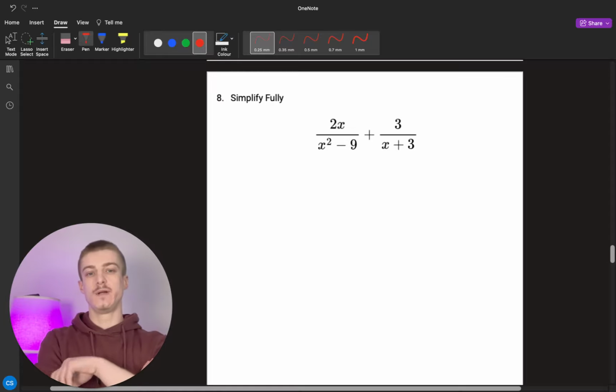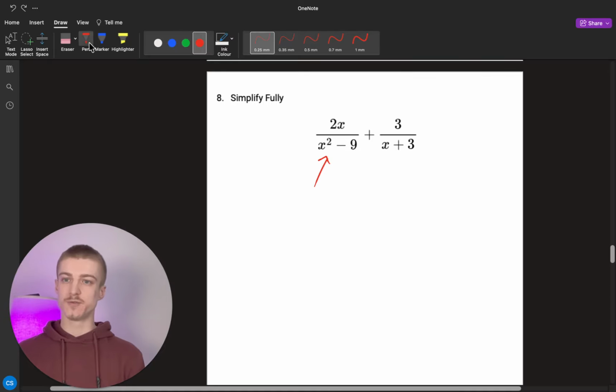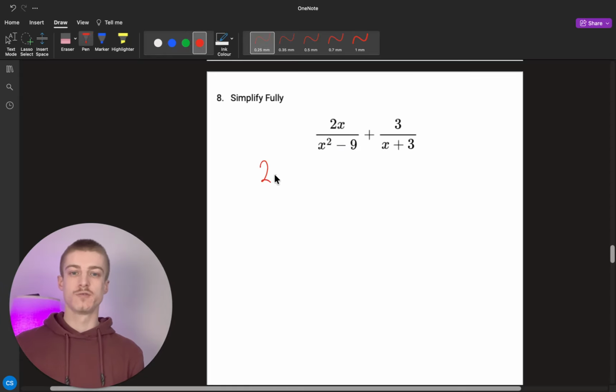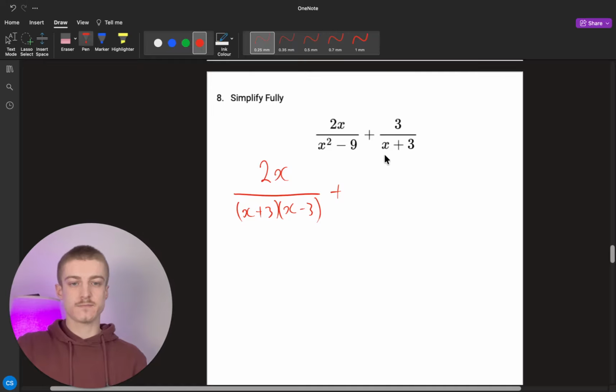So rewriting that first fraction as 2x over x plus 3 and x minus 3. You remember that? And then this is add 3 over x plus 3. So now we need to make these denominators the same. The only difference is that the first fraction has an x minus 3 in the denominator. Remember that we can't just multiply the denominator. We have to multiply the numerator and denominator as well, because this is just 1. Multiplying by 1 doesn't change the fraction. It just changes the way it looks.